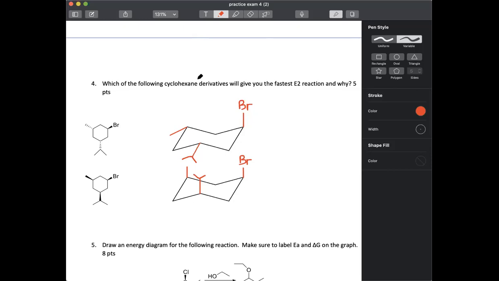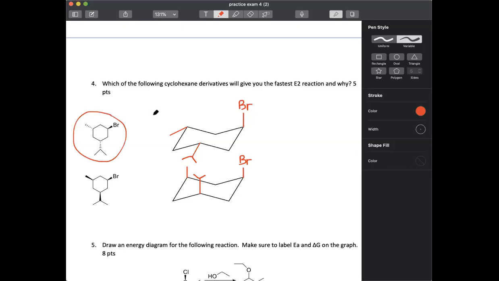So this goes back to what you learned previously. The one with, well, in this case, the one with the largest group in the equatorial position. Largest group in the equatorial position is isopropyl, right? And plus, in this case, you have both the alkyl groups in equatorial. So that's even more of a stabilizing effect. Since it's the lowest energy conformer, it'll react faster, right? Because you have a lower EA.